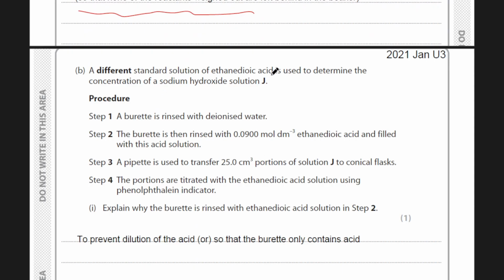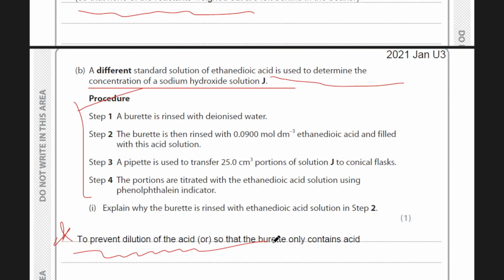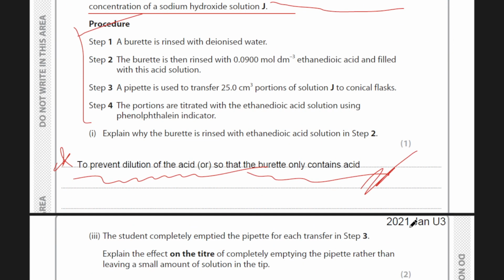Moving on, a different standard solution of ethane dioic acid was used to determine the concentration of sodium hydroxide solution. Okay, so this is the procedure used. Now explain why the burette is rinsed with ethane dioic acid solution in step 2. First of all, to prevent the dilution of acid, so that the burette only contains the acid. So this is very much important.